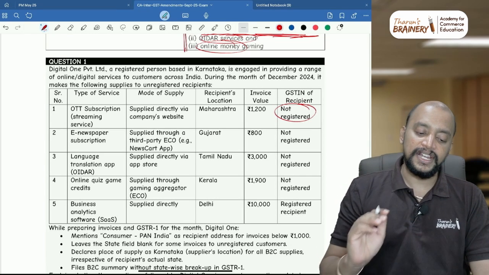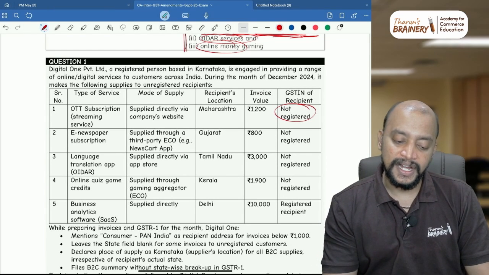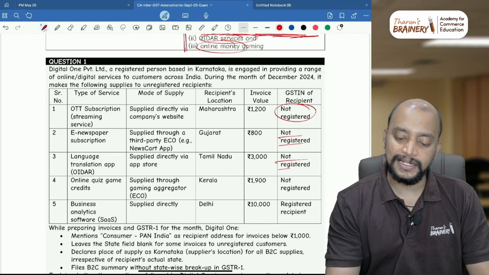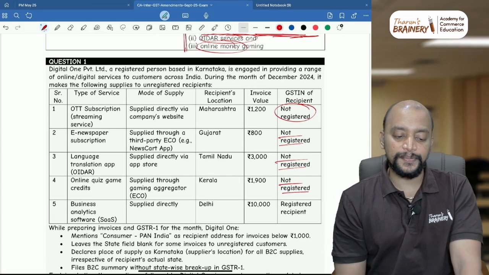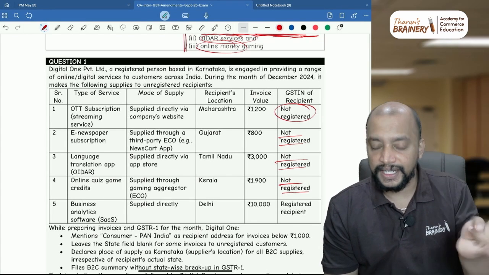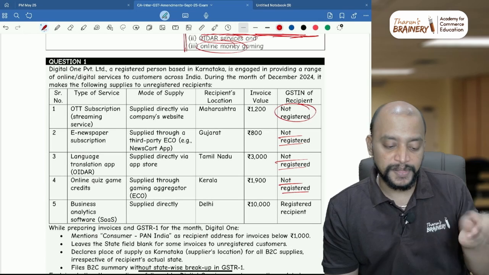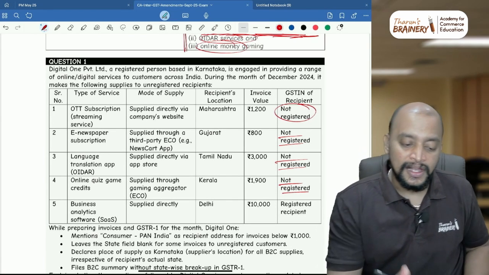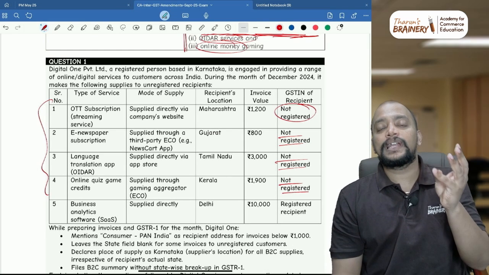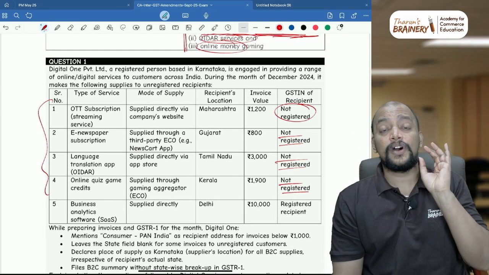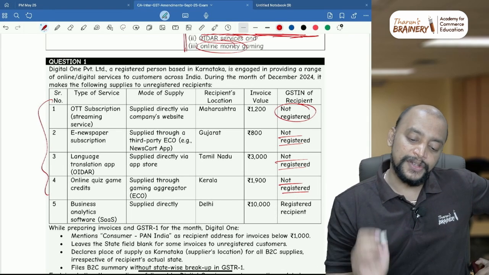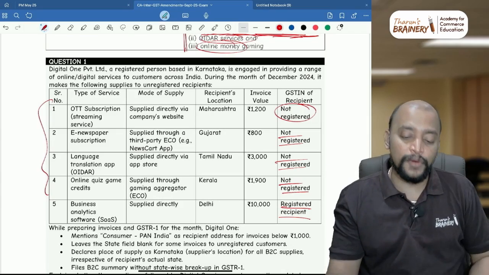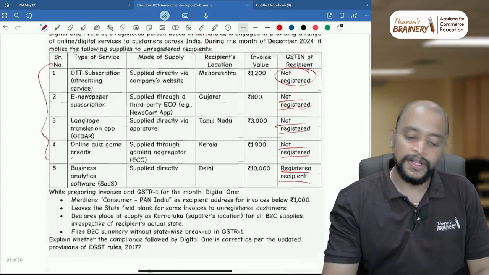B2C, definitely we need to enter. And the next one is also not registered. All these 4 transactions are B2C, correct? OTT is definitely OIDR. E-newspaper subscription, language translation, online quiz game credit, all these will come under the list of online services, OIDR services or online money gaming. In this case, it is anyhow an unregistered recipient, but we need to give an invoice, and in these 4 cases also we need to enter the recipient details.